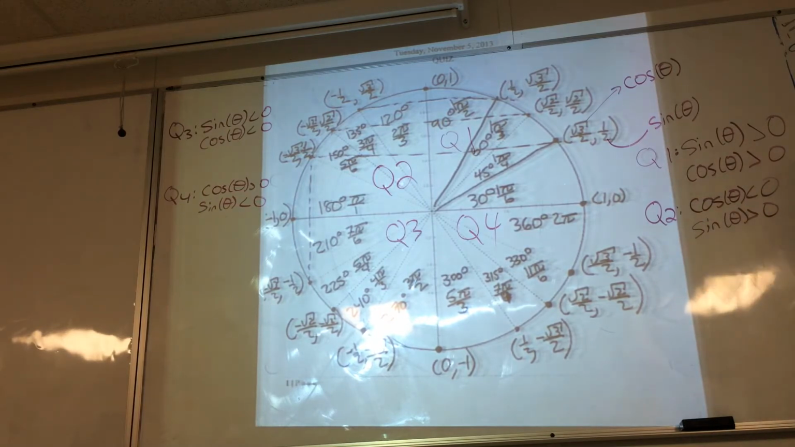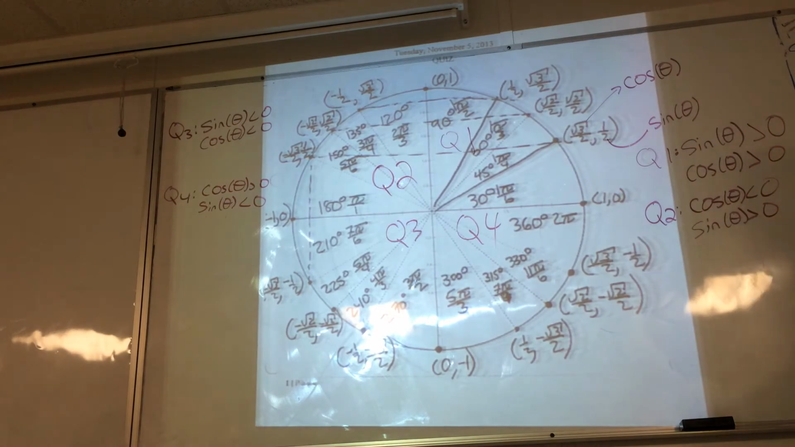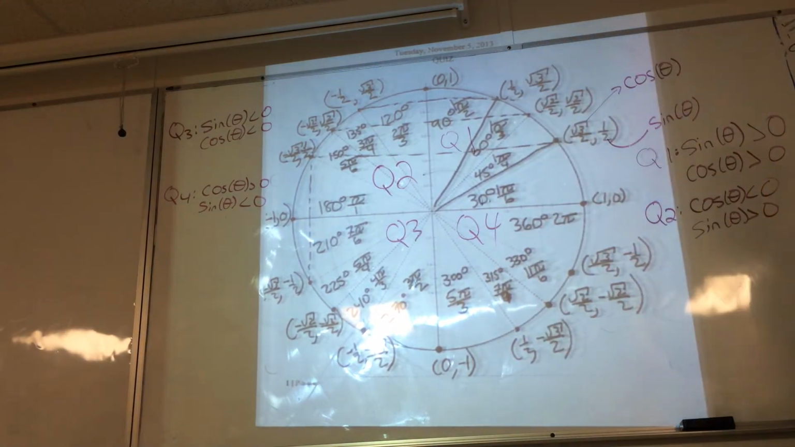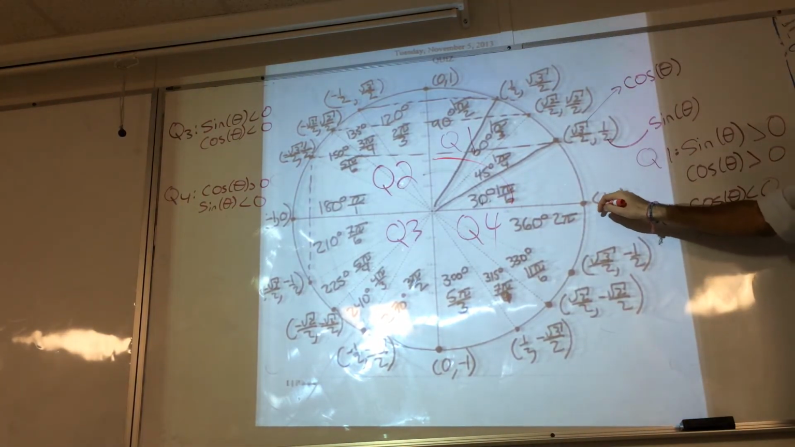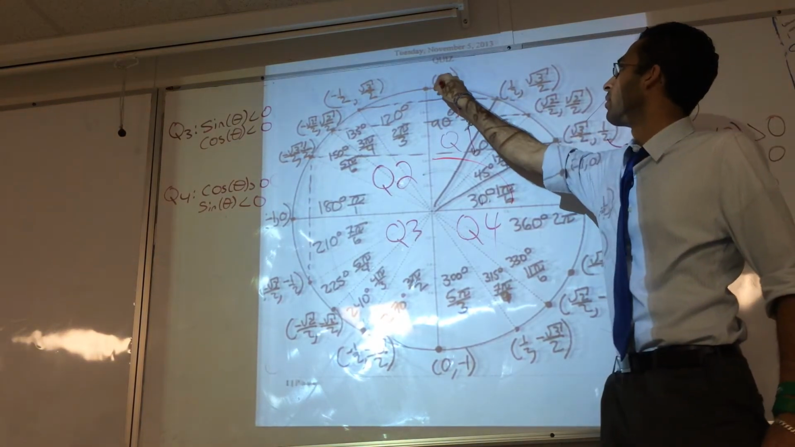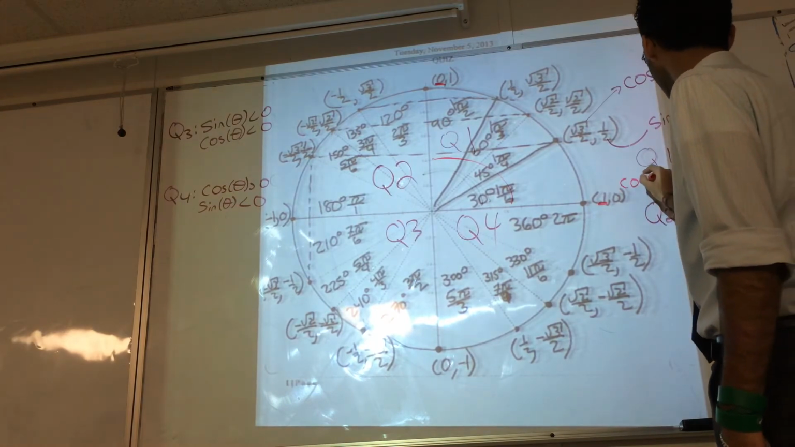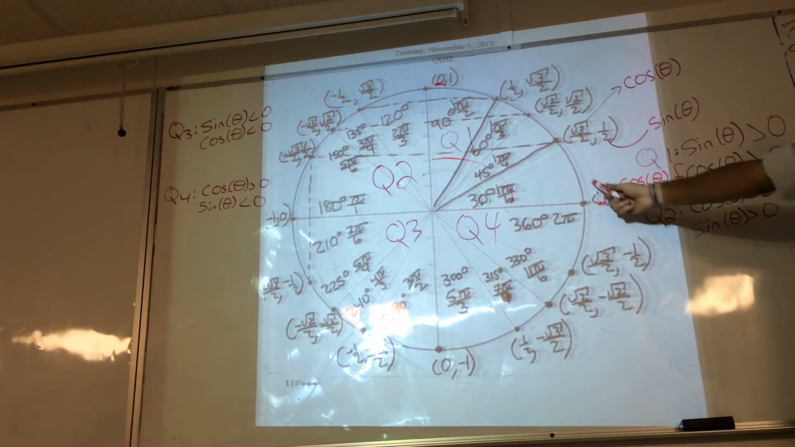The next piece I want to discuss is what is actually happening within quadrant 1. Within quadrant 1, let's see what happens. I notice that the cosine starts at 1 and goes to 0. So I would write that in quadrant 1, cosine of theta is decreasing. It is getting smaller. The cosine starts at 1 and gets smaller to 0.